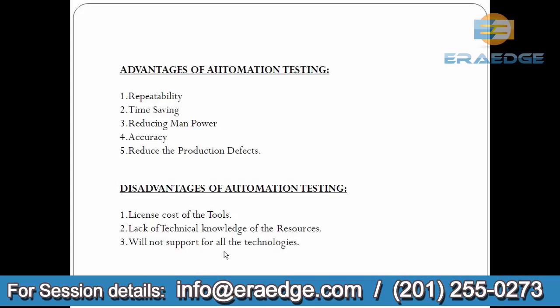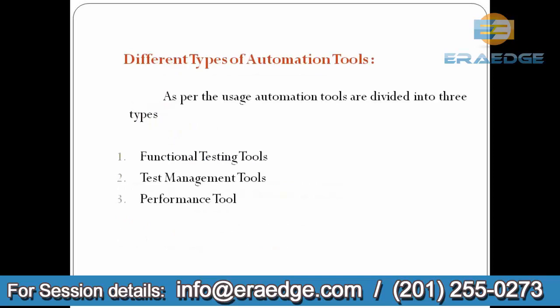Then the tool will not support all the technologies. Automation tools may not be supporting all the technologies; they may be supporting limited technologies. Technologies in the sense the application which we are developing: some applications are developed with Java technology, some with .NET, some with Drupal, some with Joomla, some with PHP, some with C programming. A lot of technologies may be used to implement the application, so some of the automation tools may not be supporting all the technologies.